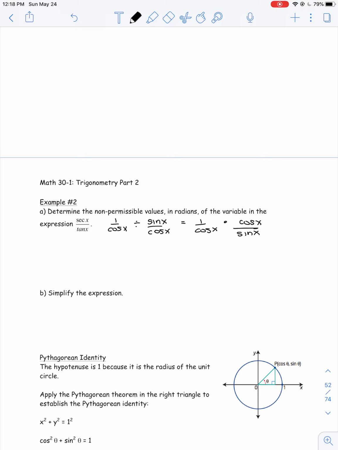I'm going to leave it like this because this is where I can see the non-permissible values. Because cos of x is in the denominator, and whenever you flip something, you have to look at the top and bottom of that fraction. So in this case, I'm looking for values that make cos x equal to 0 and values that make sine x equal to 0, because those will give me my non-permissible values.